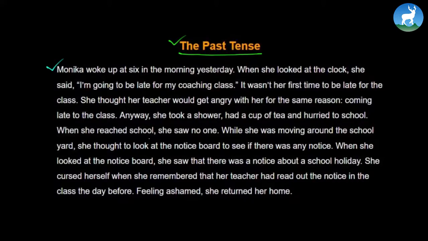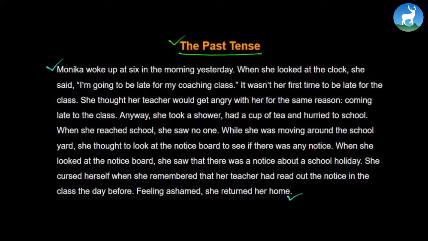When she reached school, she saw no one. While she was moving around the schoolyard, she thought to look at the notice board to see if there was any notice. When she looked at the notice board, she saw that there was a notice about a school holiday. She cursed herself when she remembered that her teacher had read out the notice in the class the day before. Feeling ashamed, she returned home. Right, that was the paragraph.